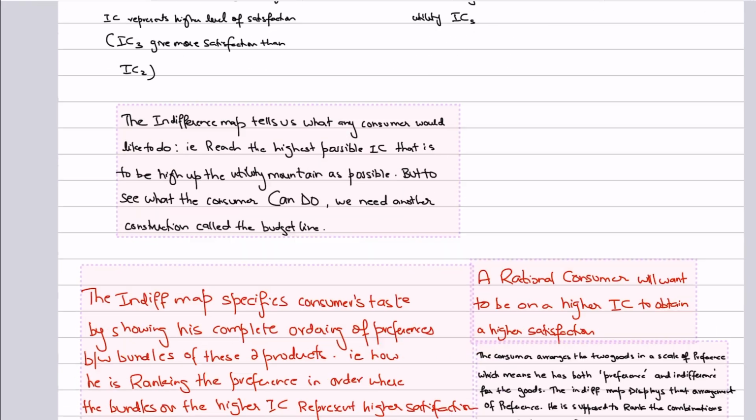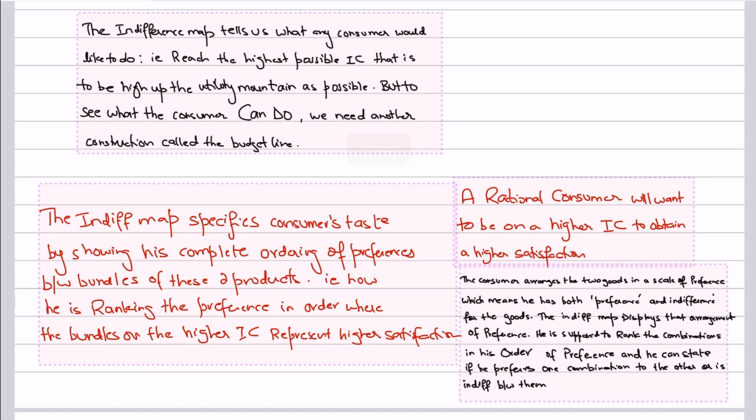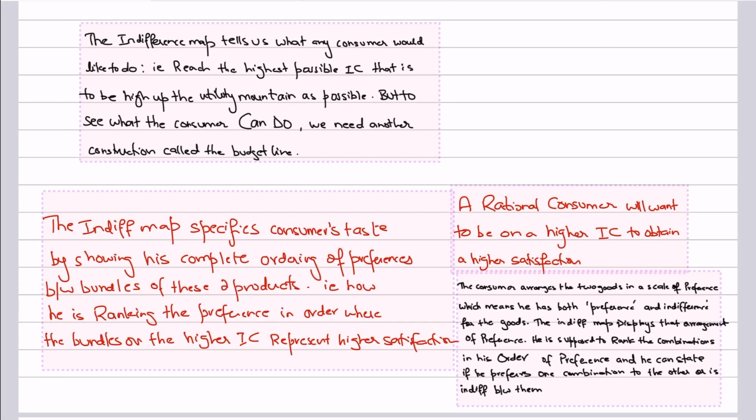So indifference map simply क्या बता रहा है? What any consumer would like to do, and what would he like to do? He would like to reach the highest possible indifference curve. That is, he would want to climb as high up the utility mountain as possible. ये लिख लेना अपने आंसर में, असेसमेंट ऑब्जेक्टिव 1 में, ये लाइन as it is.